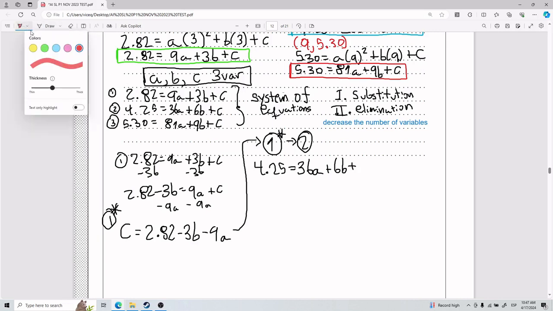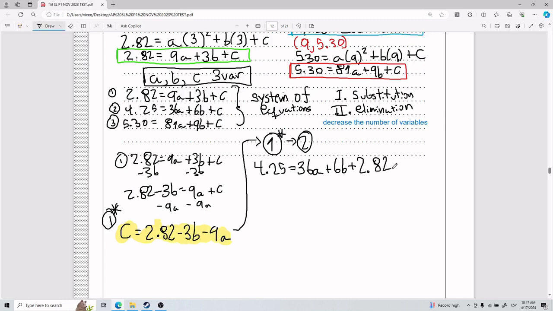But C, ladies and gentlemen, is now this. This is C. So that means I have + 2.82 - 3B - 9A. Now, hold up. Let's take a breather. Notice, this is a very long equation. This probably looks a little bit scary.